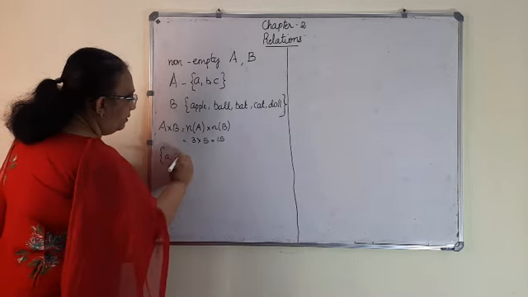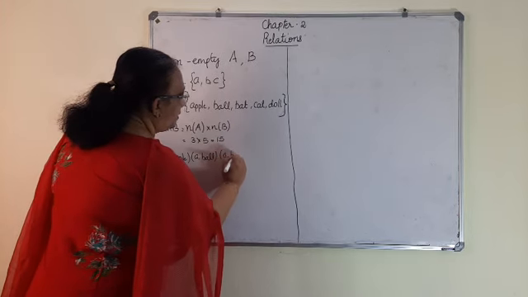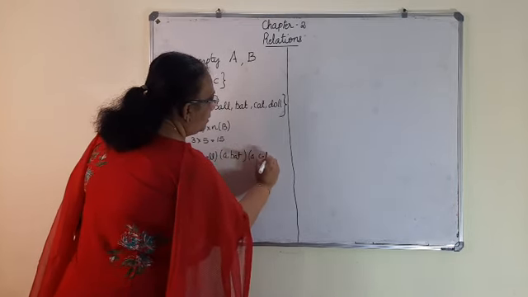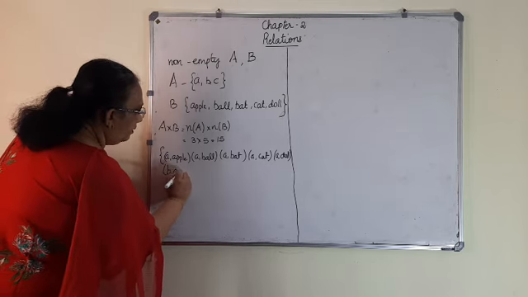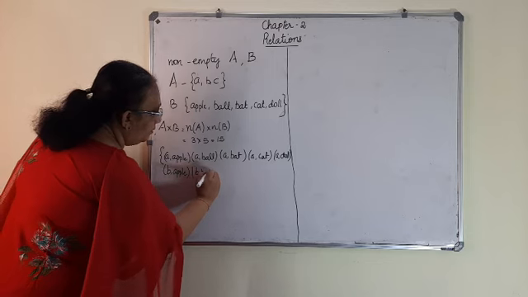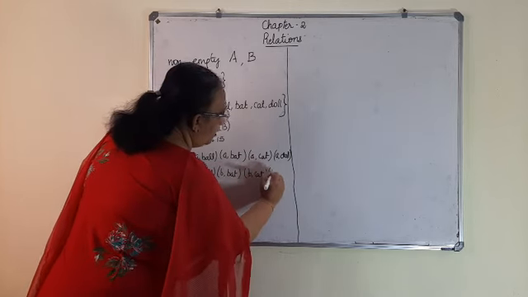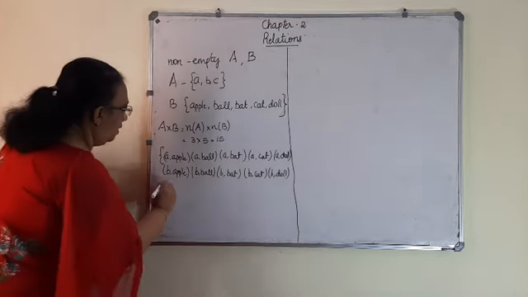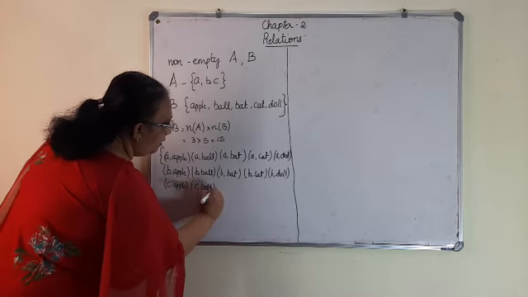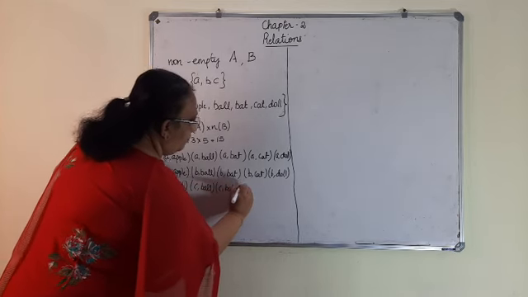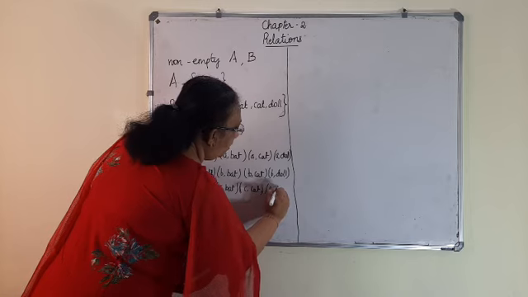a apple, a ball, a bat, a cat, a doll. b apple, b ball, b bat, b cat, b doll. c apple, c ball, c bat, c cat, and c doll.